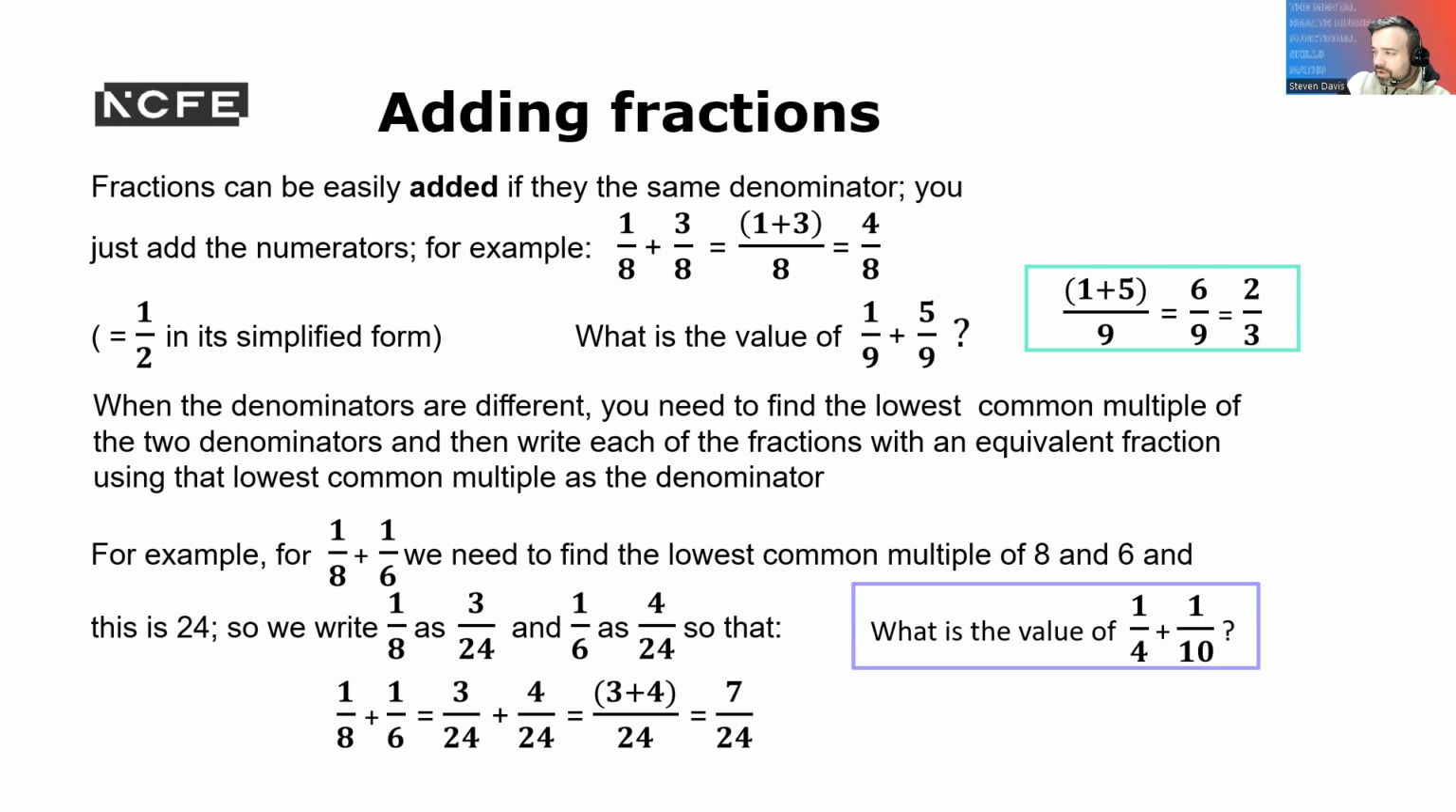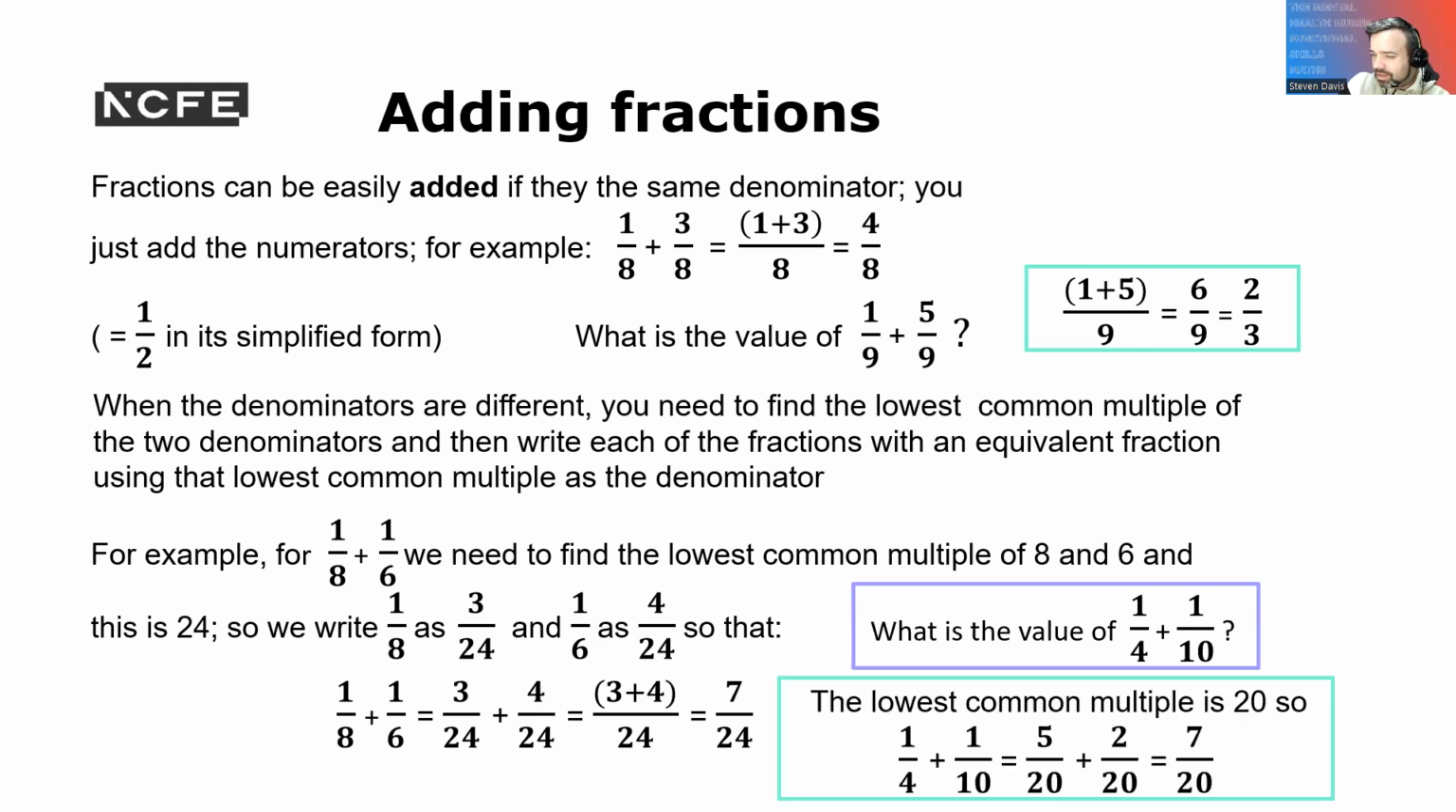What is the value of a quarter plus a tenth? The lowest common multiple here is 20. So a quarter plus a tenth equals 5/20 plus 2/20 equals 7/20.